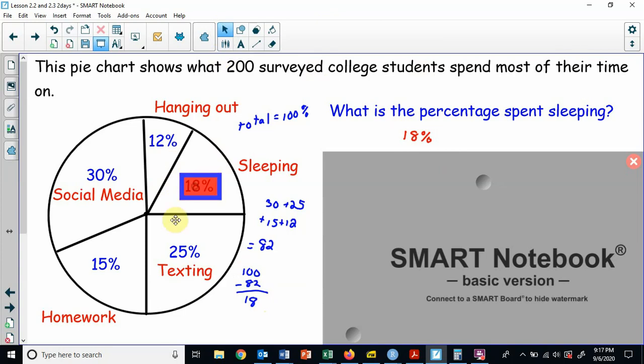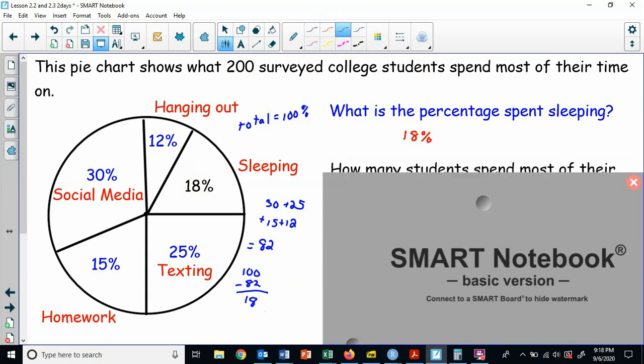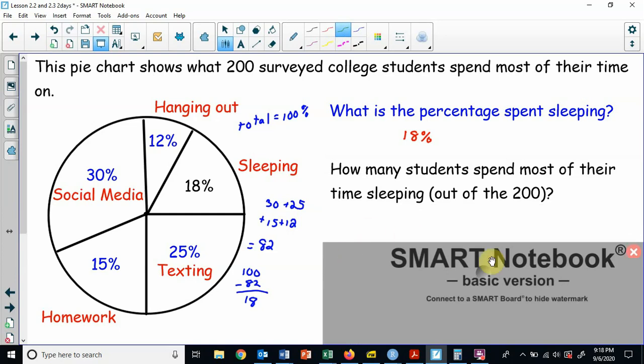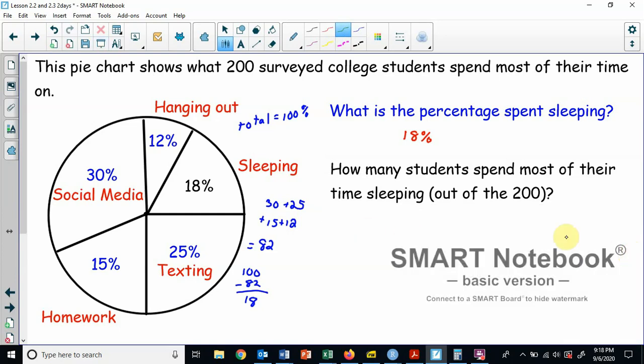And I typed it in there so I could click and show you that it is 18%. Alright, awesome. That's fine and dandy. That didn't really take too much special thinking. But the next thing we want to talk about is, well, how many students is that out of the 200? Because we know the percentage, but how many of them said out of the 200 that's their most time-consuming activity? So here's how we're going to do this.